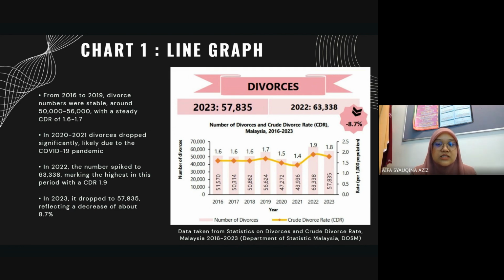This trend suggests that while divorce remains a significant issue, it is influenced by various social and external factors, including economic condition and public health crises. Now let's move on to the second part of our chart presentation, where we investigate the major causes of divorce.